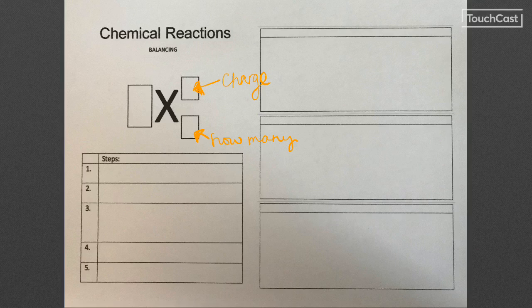And now we have our last thing we're going to add, and that's our coefficient. And that's also a how many. But it's of the entire molecule. So the big number over here, that's my entire molecule, as opposed to my small number over here. That's talking about the individual elements. And remember, if there's no number, we assume that it's a 1.